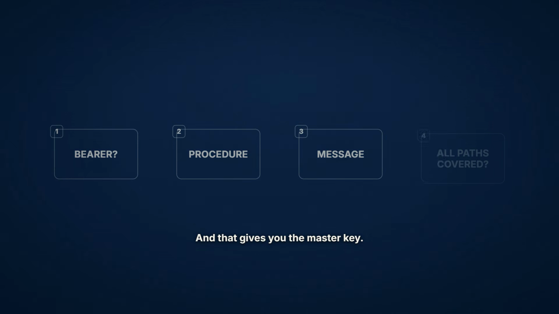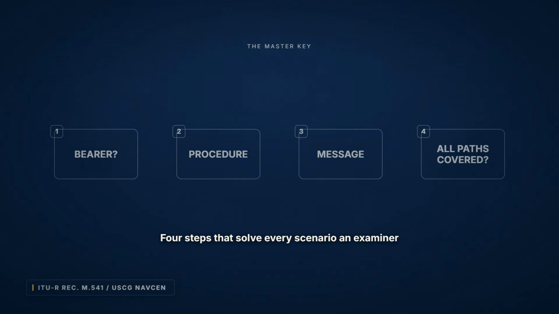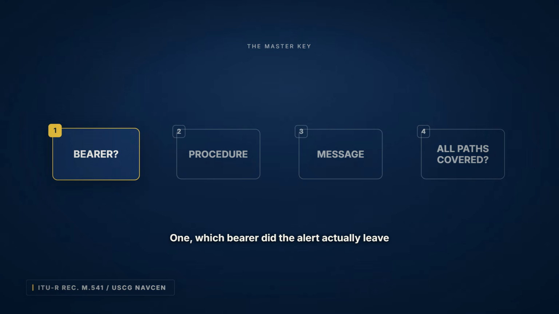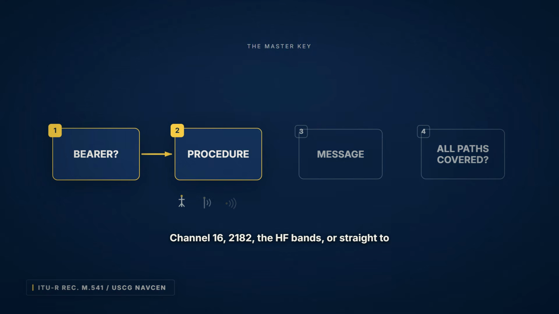And that gives you the master key. 4 steps that solve every scenario an examiner can throw at you. 1. Which bearer did the alert actually leave on? 2. Use that bearer's own procedure: channel 16, 2182, the HF bands, or straight to the rescue center.